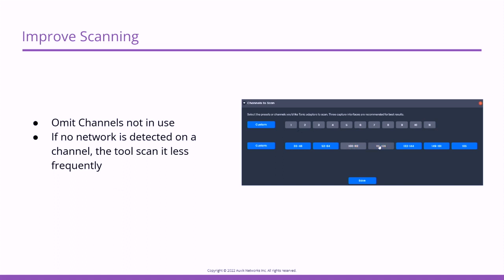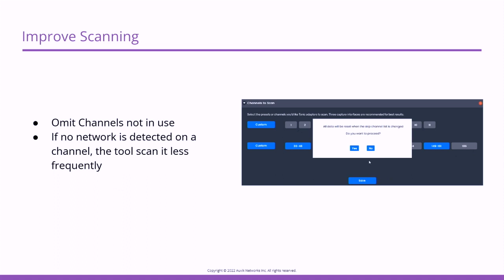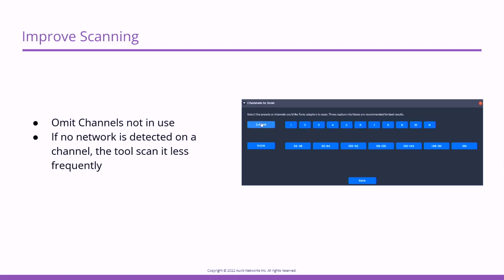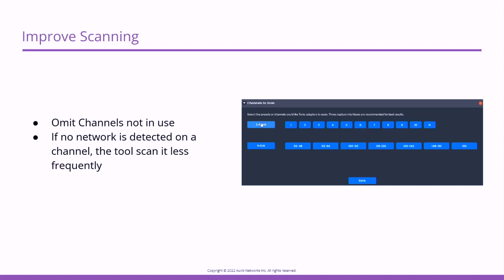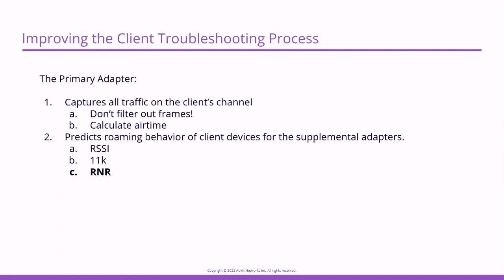And then having a tool that says, if there is no network detected on a channel, I'm going to scan that channel less frequently. Still going to scan it, because we work in a technology that enables mobility, and so a tool also should be mobile and should be adjusting to things as you move around.